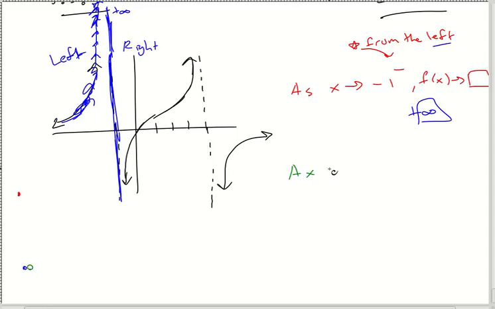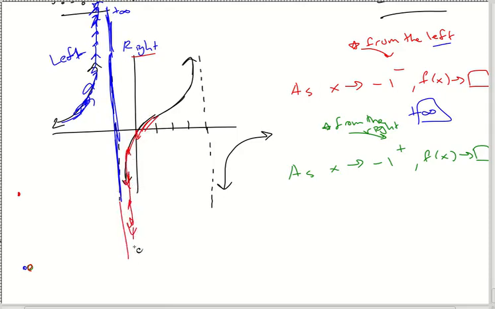Now, as x approaches negative 1 from the right, what does f of x approach? Again, that little plus sign up in the power means from the right. So I'm on the right side of this thing, but it's still that important line. I'm going to try to get close to it. Down, down, down, getting closer. Negative infinity, as you probably guessed.